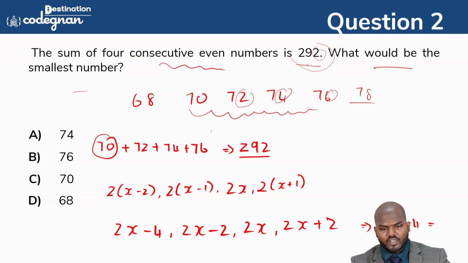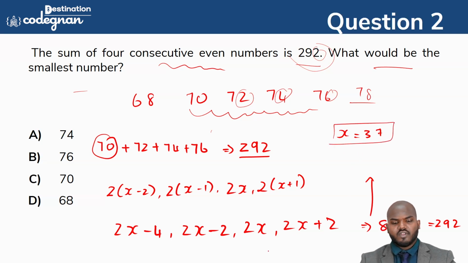So the sum of all the even numbers, if you add it up, will give you the value 292, right? If you make it, guys, 8x minus 4 equal to 292, if you solve that one, it will give you the answer x is equal to 37. We will get it here in this place. Okay. So once you get 37 here, then the smallest number is equal to what?